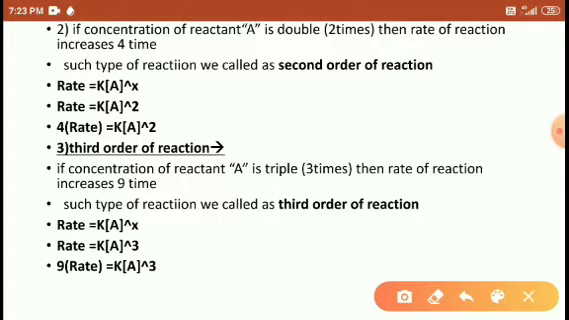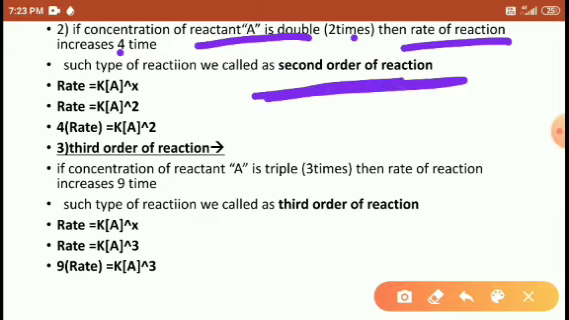So the second one, students, is the second order of reaction. If the concentration of reactant A doubles, 2 times, then the rate increases 4 times. Such type of reaction we call a second order of reaction, right, students? So in this second order of reaction, look at the rate, students.